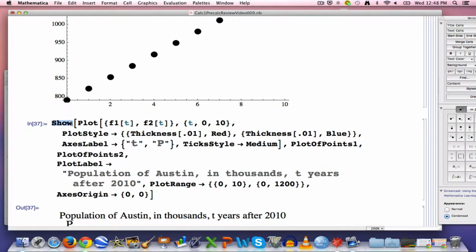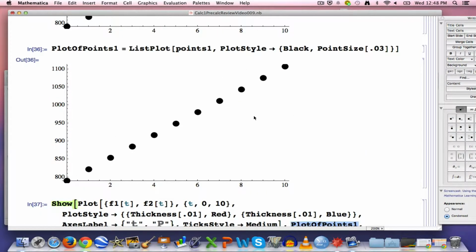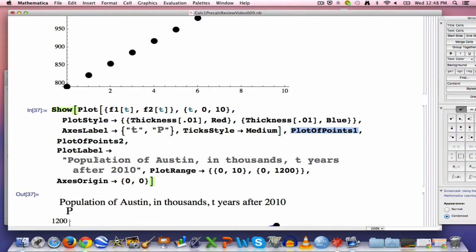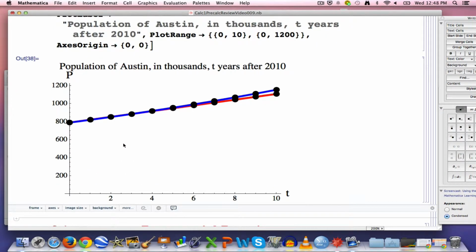Inside this Show command, I've got first of all a regular plot created with the Mathematica command Plot of f1 and f2. I put those in there in a list separated by a comma. f1 ends up being red, f2 ends up being colored blue. I also have PlotOfPoints1, which is the variable name for the first list of points that I plotted with ListPlot above. You see PlotOfPoints1 actually right here. PlotOfPoints2 is the graph that I created using ListPlot of the points that are on the exponential growth curve, and then I can enter this with the Show and combine the graphs all in one.